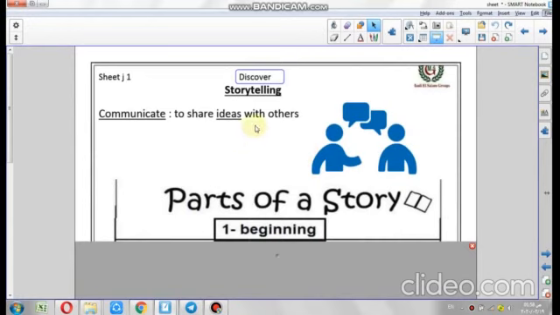When I tell the story to my friends or my family, I communicate with my family. What's the meaning of communicate? Communicate means to share ideas or information with others. What's the meaning of communicate again? To share ideas with others. Storytelling is from communication. I can tell my friend my story or any story.